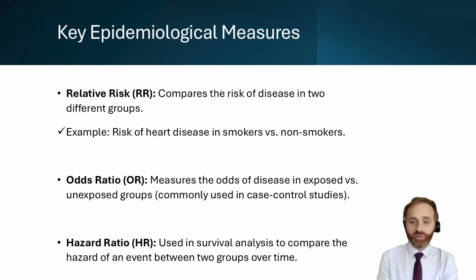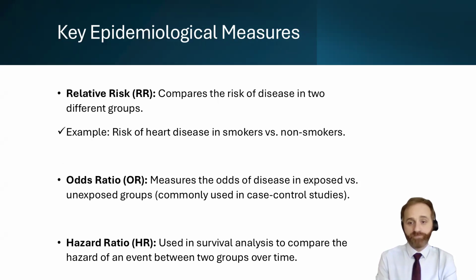So to understand epidemiology further, we need to understand its key measures. There are a set of measures which have also been covered in previous lectures and will be also through the demonstration in the in-person lecture. The first one is the relative risk. In this case, we compare the risk of disease in two different groups. For example, risk of heart disease in smokers versus non-smokers.